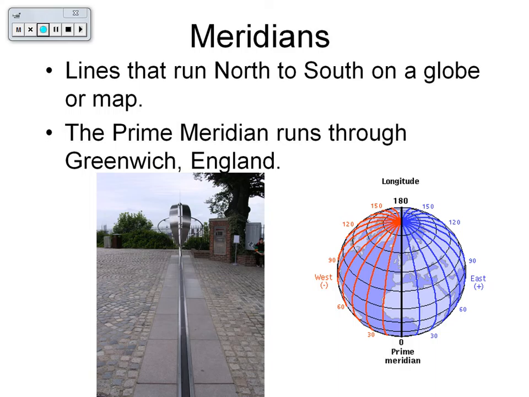Meridians are lines that run north and south on a globe or map. The prime meridian is the 0 degree meridian line. It runs from the North Pole to the South Pole through Greenwich, England, and parts of France, parts of Spain, and then parts of the Horn of Africa. And that is a picture of the prime meridian marker in Greenwich.